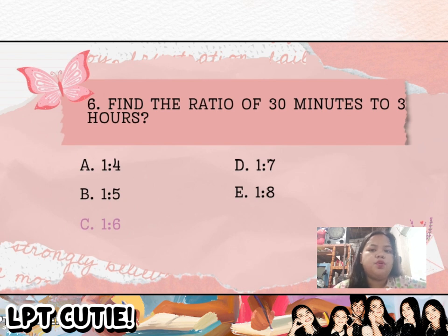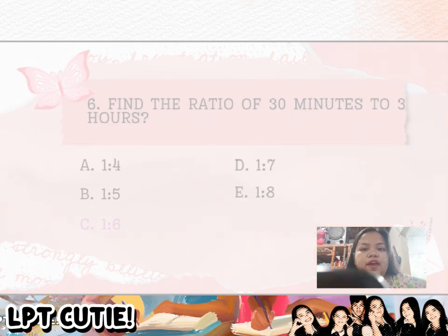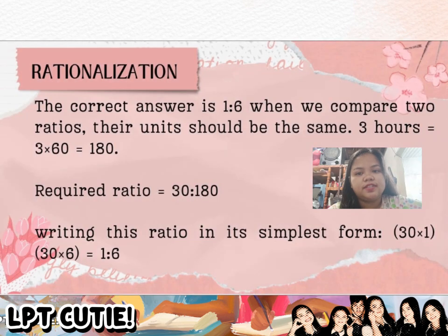So how did we come up with that answer? Again, the correct answer is 1:6. When we compare two ratios, their units should be the same. So, how many minutes are there in 1 hour? We have 60, right? So we should multiply 60 times 3, so we can come up with 180. So in 3 hours, we will have 180 minutes.